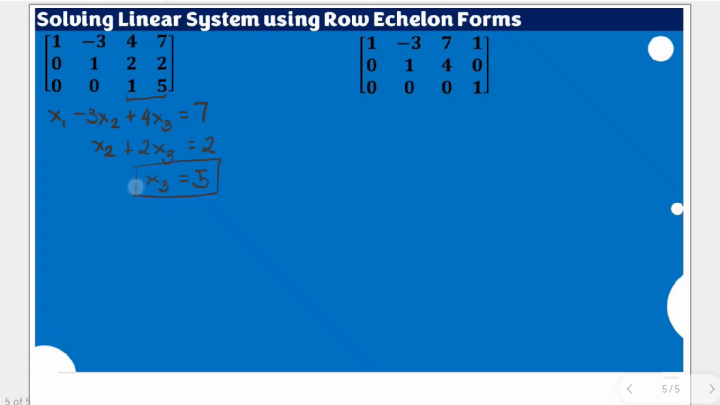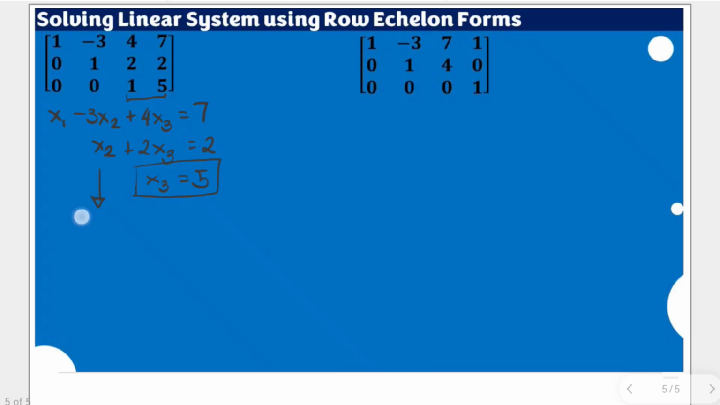This is what I mentioned earlier. It's very nice to already solve the linear system if we already have row echelon forms. That is why we're always tasked to either convert an augmented matrix into the row echelon form using Gaussian elimination, or the reduced row echelon form using Gauss-Jordan elimination, in order for us to solve specific linear systems. Now this value will be used to solve x sub 2.